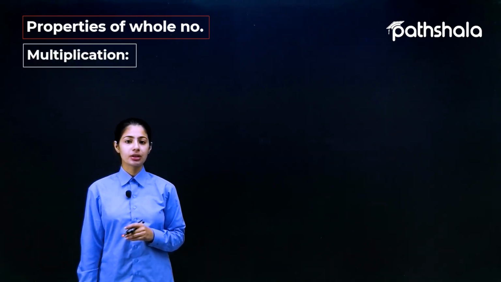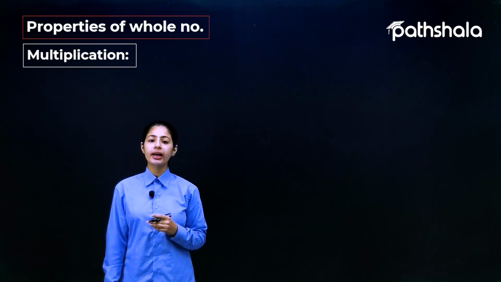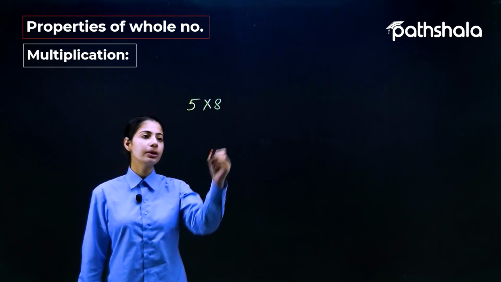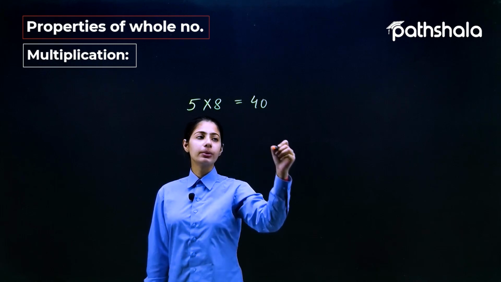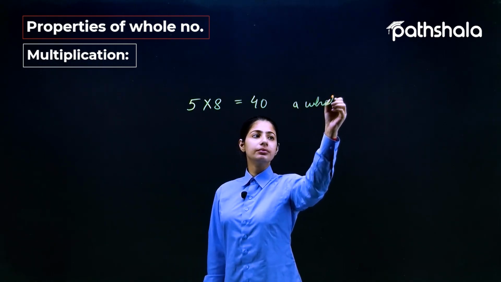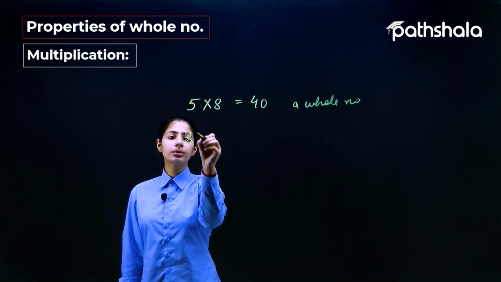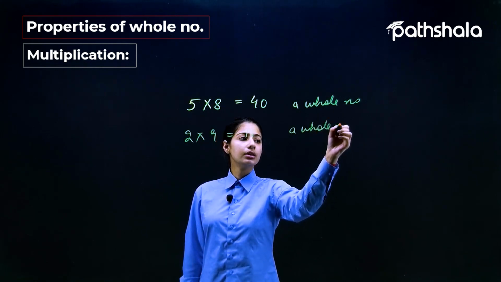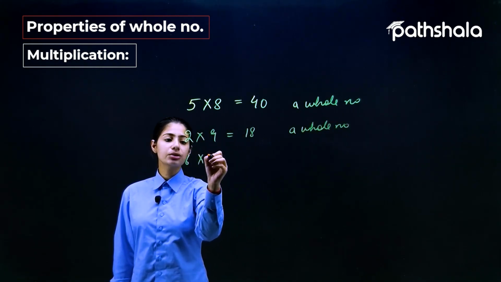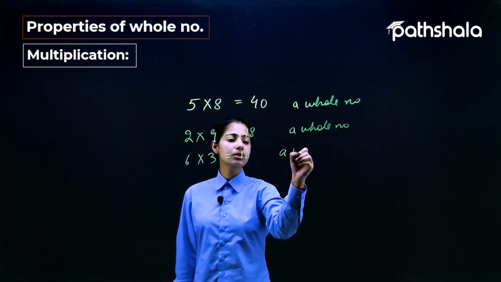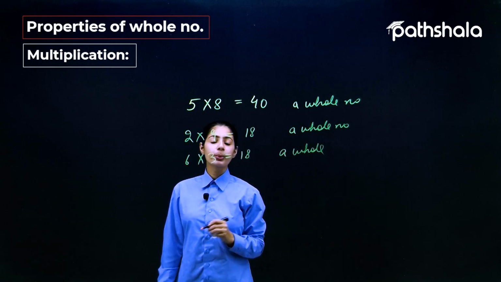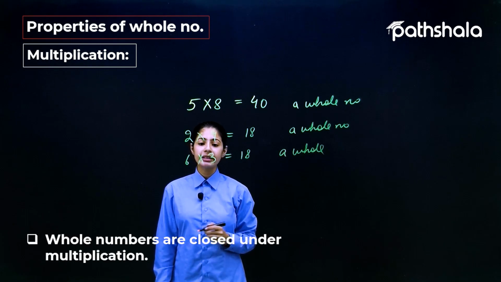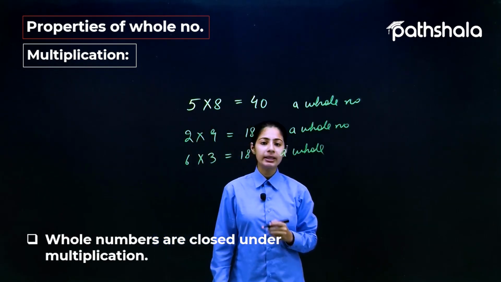Next is multiplication. Now we'll see what we get on multiplying two whole numbers. First is 5 into 8. Both are whole numbers. 5 8s are 40, which is a whole number. 2 multiplied by 9 is equal to 18, a whole number. 6 into 3 is again 18. This is also a whole number. So whenever we multiply two whole numbers, we always get a whole number. So we say that whole numbers are closed under multiplication.